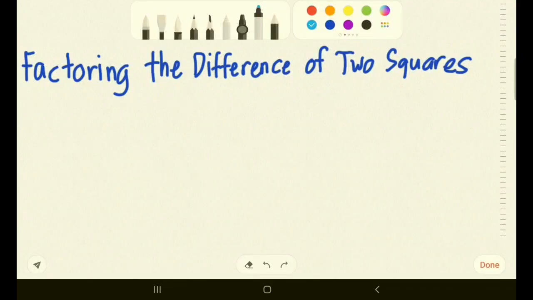Previously, we have discussed factoring polynomials using greatest common monomial factors. Now, I'm going to introduce to you another factoring technique, specifically factoring the difference of two squares. But what do you mean by squares, or specifically perfect squares?